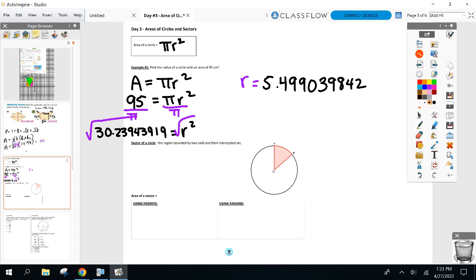And also, before we end, square centimeters or just centimeters? Just centimeters. Square centimeters is for the area of a figure.